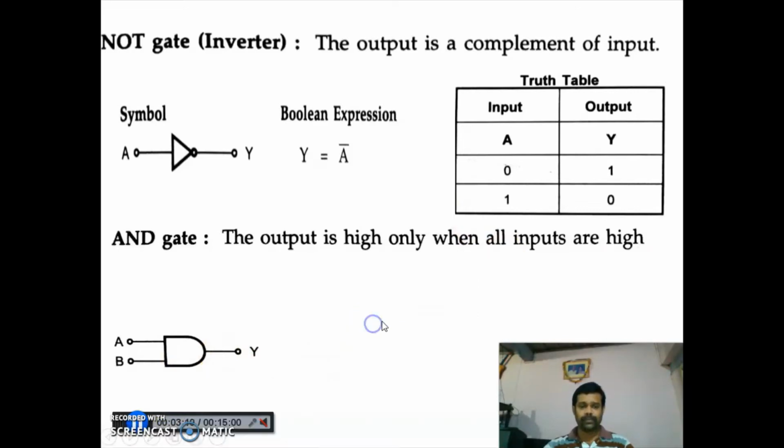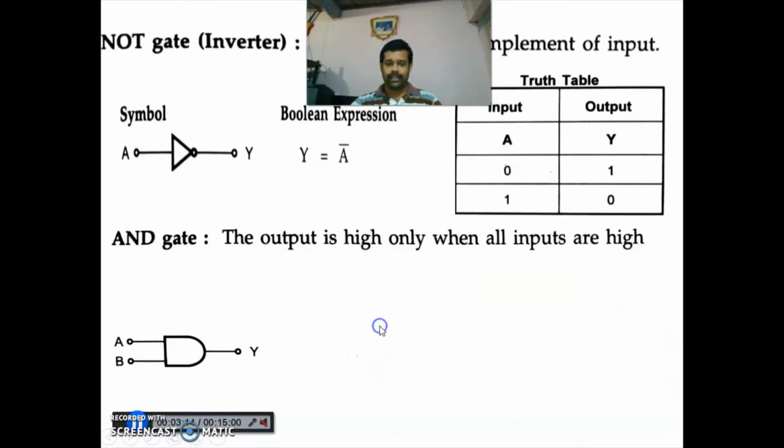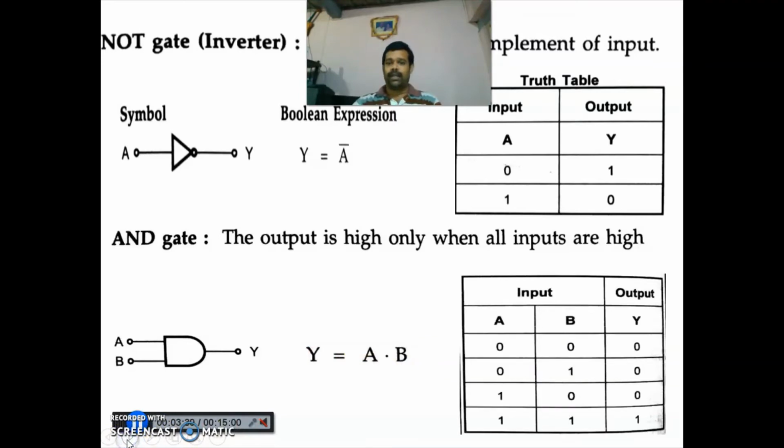Next one is the logical Boolean expression. The Boolean expression for this AND gate is Y is equal to A into B. Next, we are going to see the truth table. So, how many input variables are here? We are having two input variables A and B.